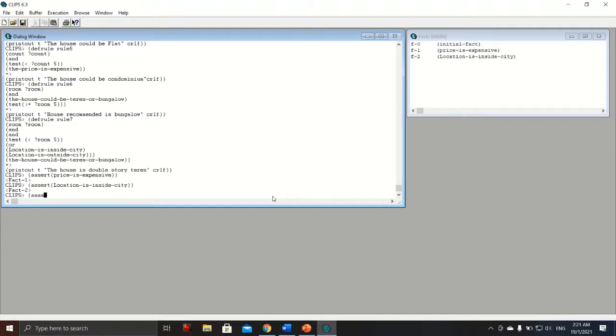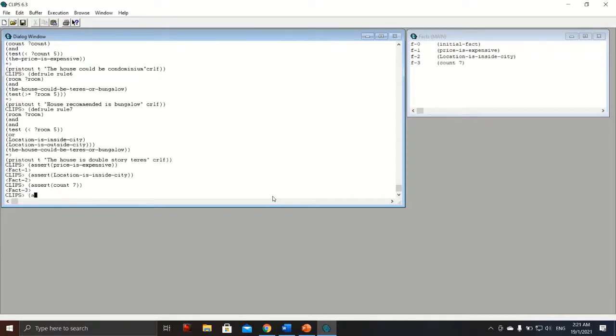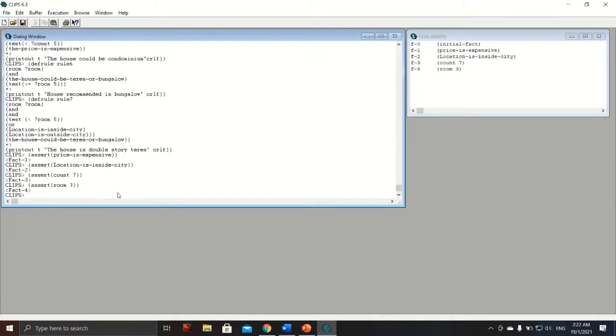For that I will enter count and I will go for 7. Then for room, they are asking less than 5 if we want the output as double story terrace, so my room number will be 3. Then let's run the process and see the output.